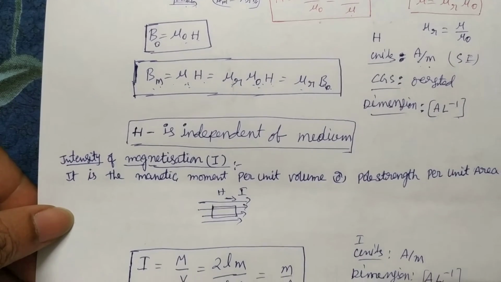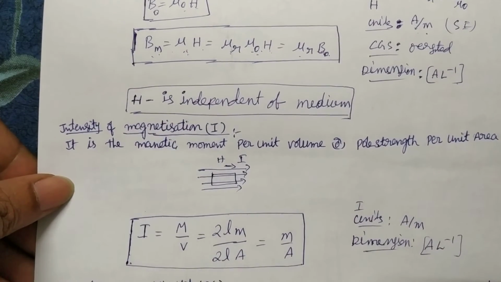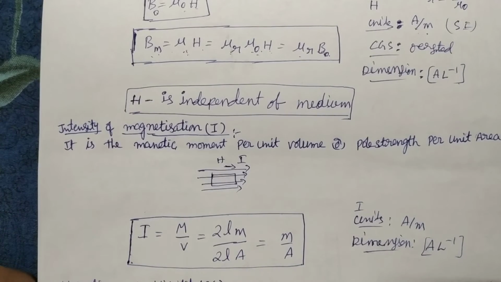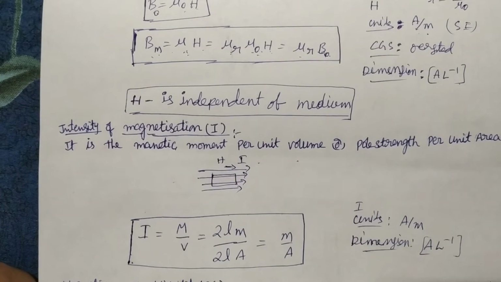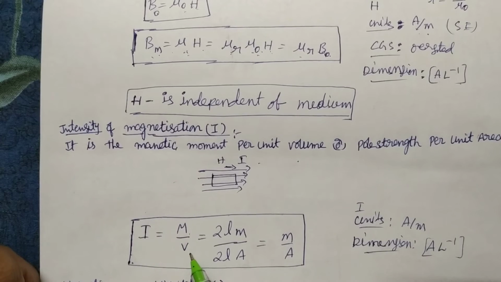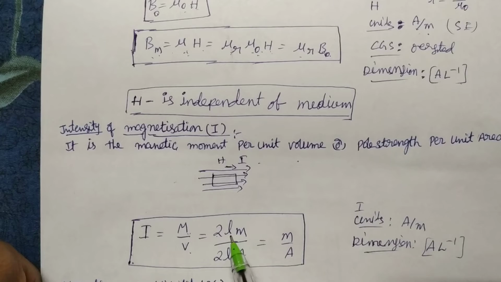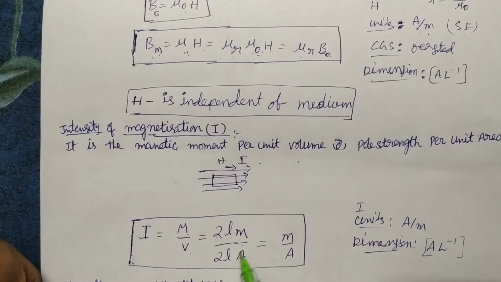Intensity of magnetization. What is the definition of intensity of magnetization? It is magnetic moment per unit volume. So what is magnetic moment? Capital M by volume of the magnet V. Magnetic moment, you can write, is total length of the magnet 2L into pole strength, by volume also.